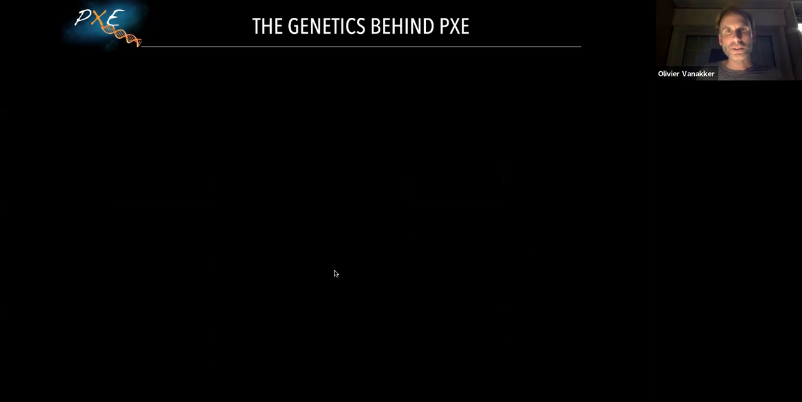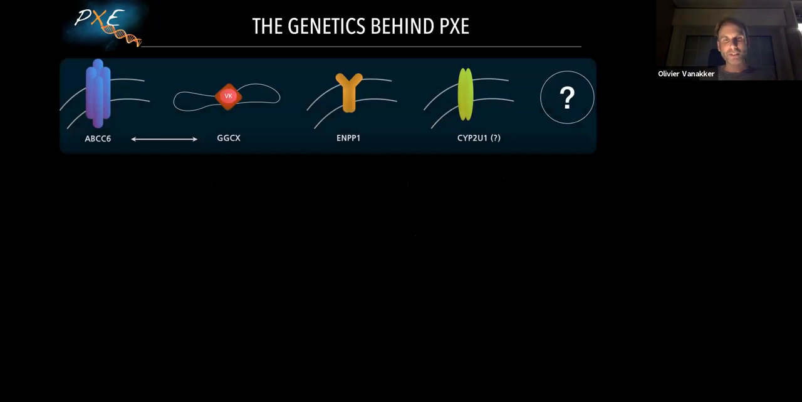So summarizing the genetics behind PXE, you have a first layer of disease-causing genes, mainly ABCC6. There are a couple of others that in a smaller subset of patients can be relevant. These actually cause the disease.